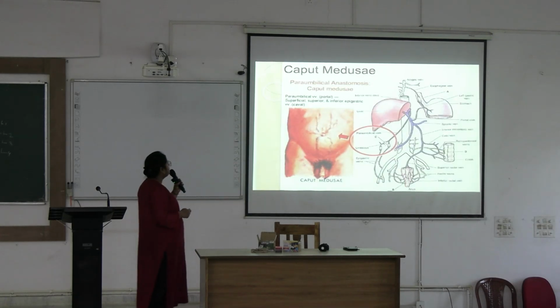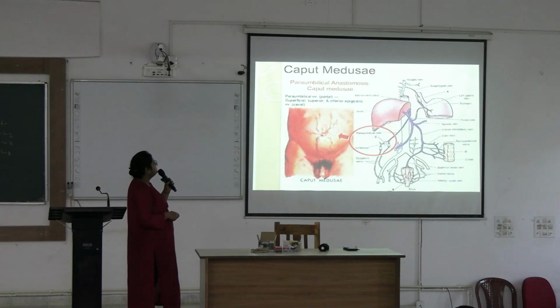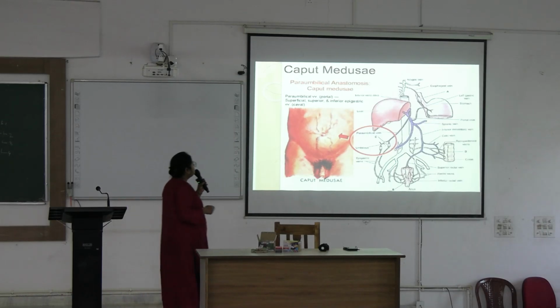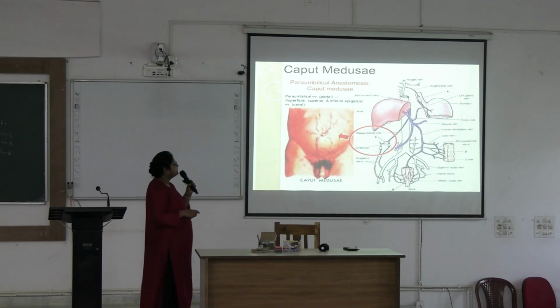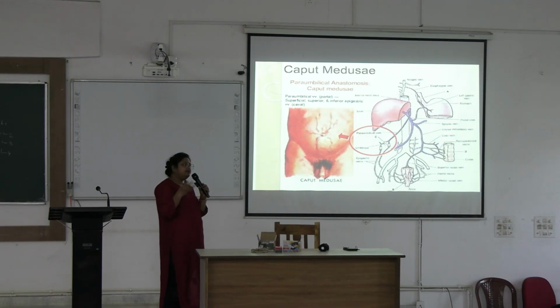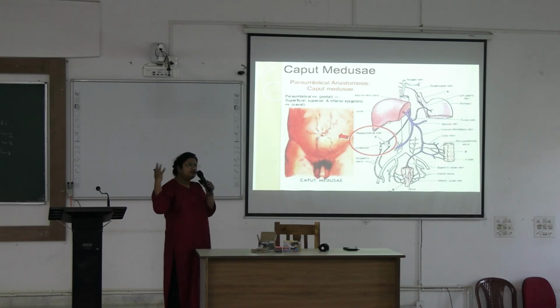Next, we are going to the caput medusa. See, this is the umbilicus. Around the umbilicus, you will see dilated tortuous veins. This is caput medusa, the paraumbilical anastomosis known as caput medusa. The veins look like the hairs of the Medusa, the Greek god with curly hairs.